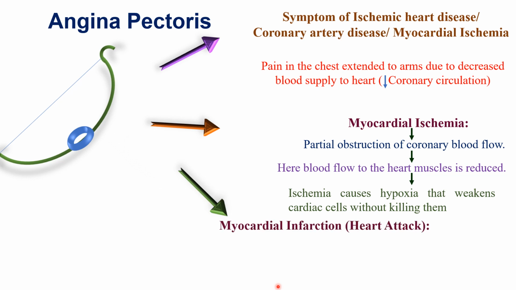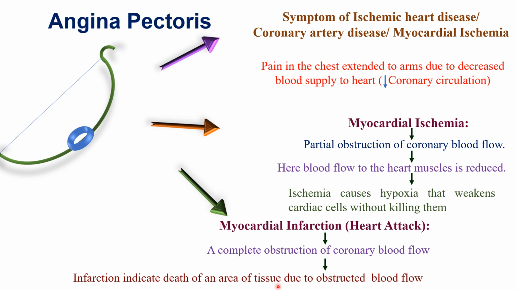In myocardial infarction, or we can say heart attack, there is a complete obstruction of coronary blood flow. Infarction indicates death of an area of tissue due to obstructed blood flow. So, myocardial ischemia is partial obstruction of coronary blood flow, and myocardial infarction is complete obstruction of coronary blood flow.